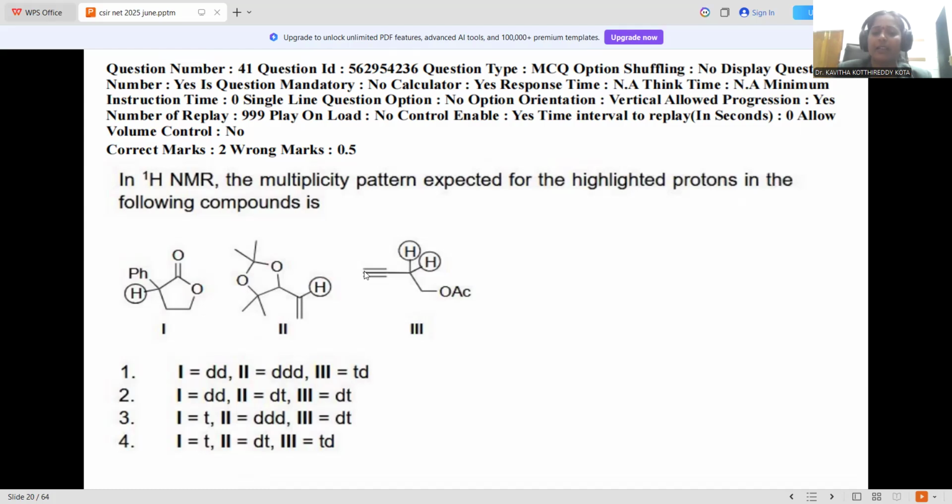And here is the terminal hydrogen on the acetylenic carbon atom. That hydrogen is again a doublet. So here a doublet is noticed; triplet and doublet is the right answer. So that is provided in option number 1.